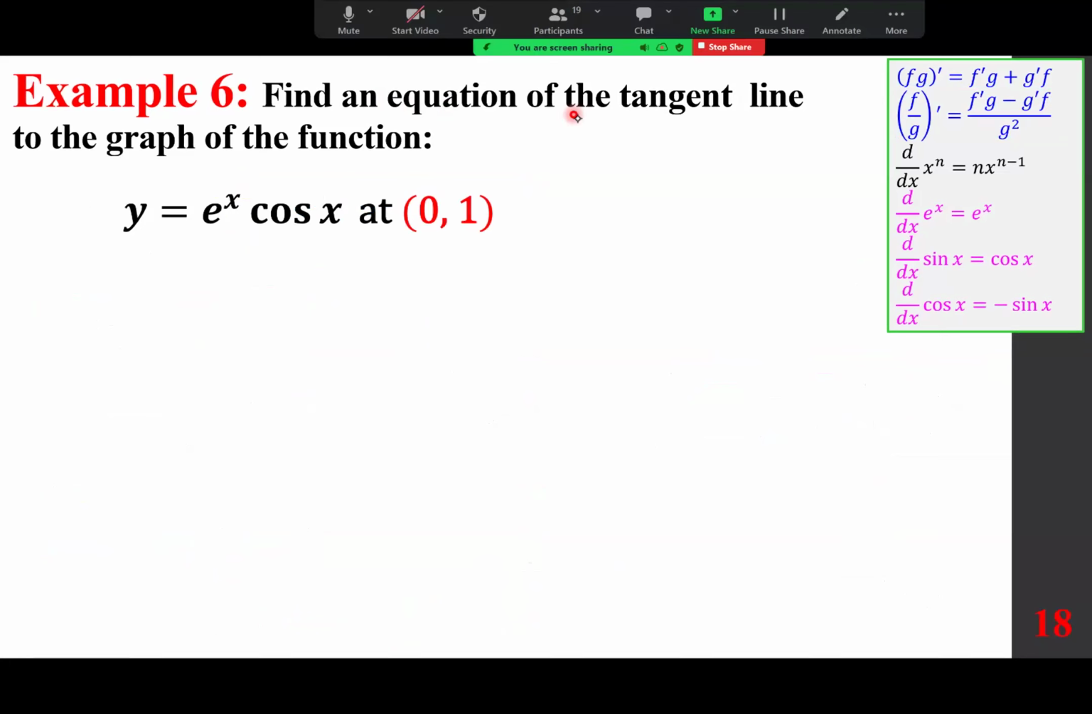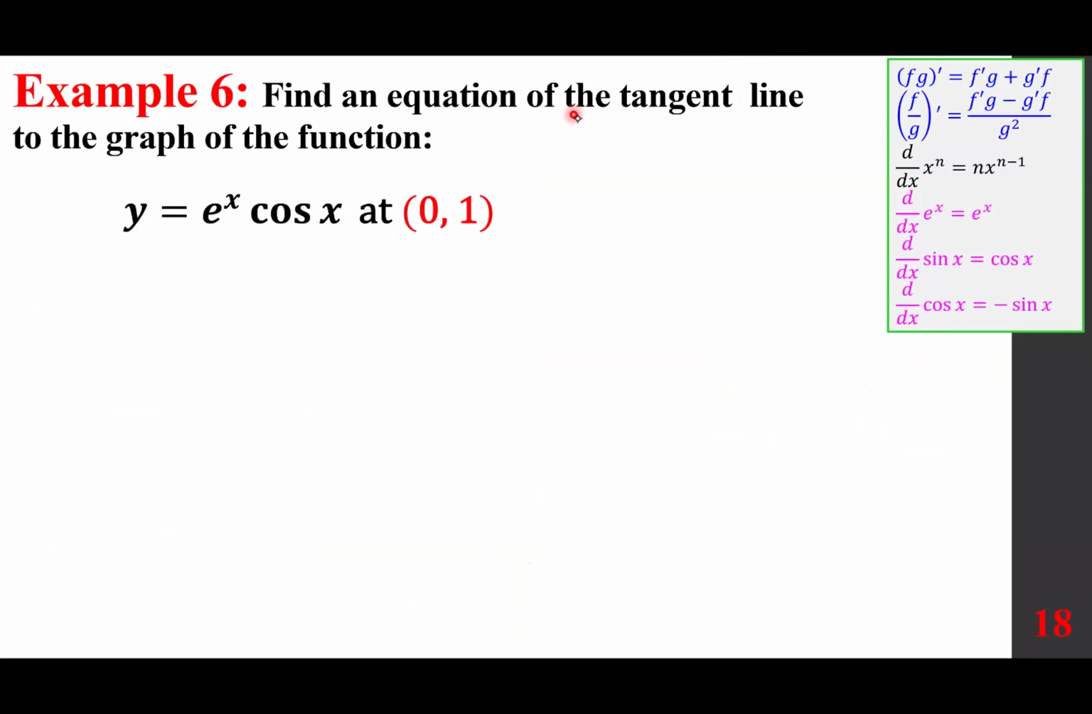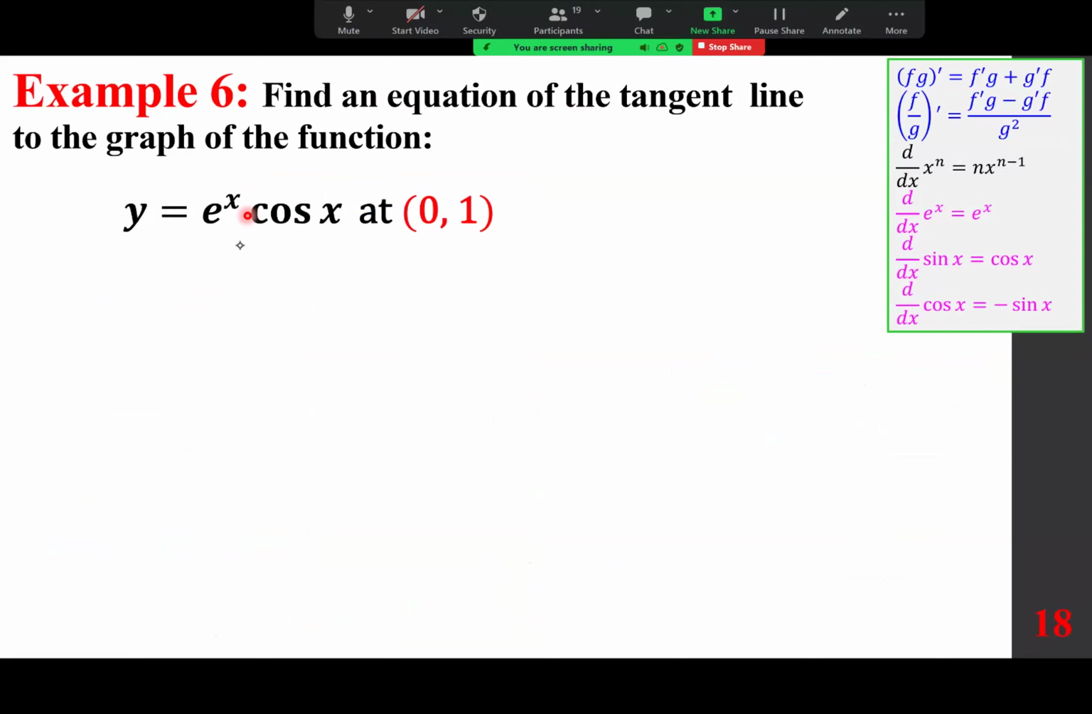Find an equation of a tangent line to the graph of the function y equals e to the power of x cosine x at (0, 1). And of course, we need two things. We need a pair, which is given. We need the slope. It's not given. We are going to differentiate by putting a raised dot here, and use the product rule on that.